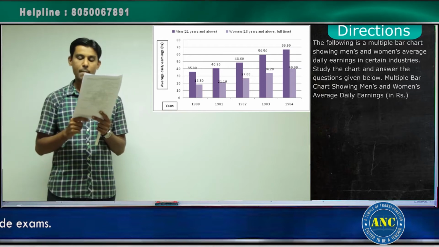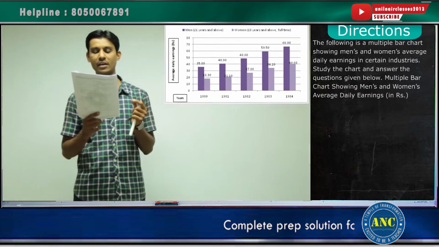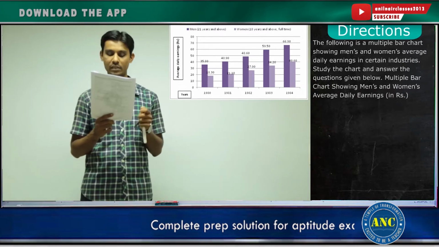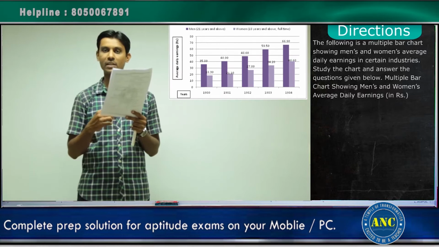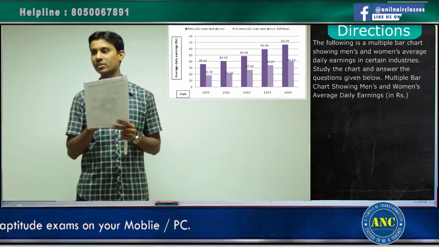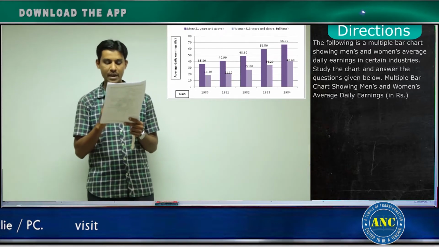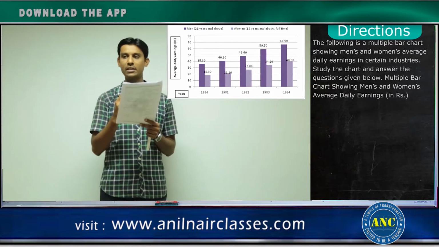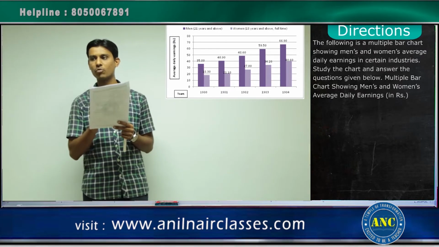The graph is a multiple bar chart showing men's and women's daily average earnings in rupees. It is given in rupees. The x-axis is representing the years. The y-axis is representing average daily earnings in rupees. They have also given that the white part of the graph represents men, and the black part of the graph represents women.